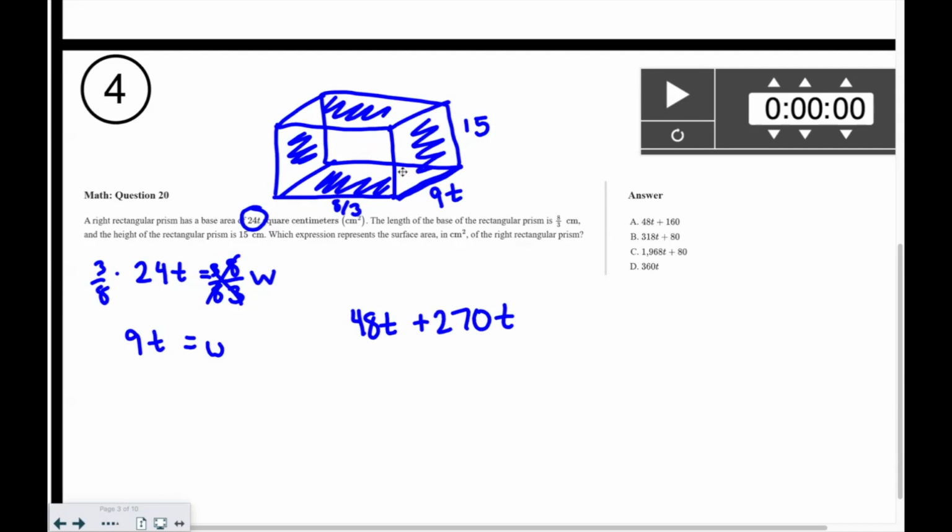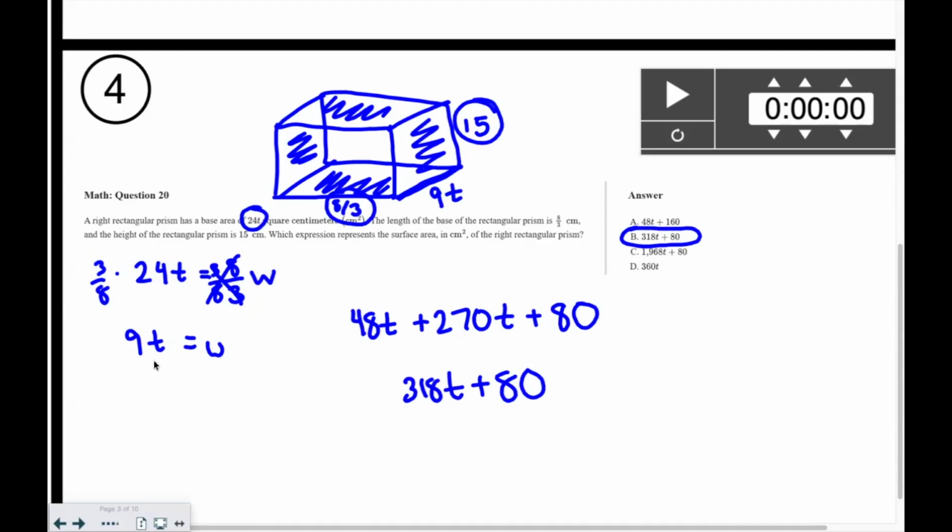But now my front and back are 8/3 by 15. Well, if you do 8/3 by 15, you get 40. And then you double that and you get 80. Okay, so again, the 48t is the bottom and the top, the 270t is the sides, and then the front and back is a total of 80. So if you just add these together, you should get 318t plus 80, which is answer choice B.